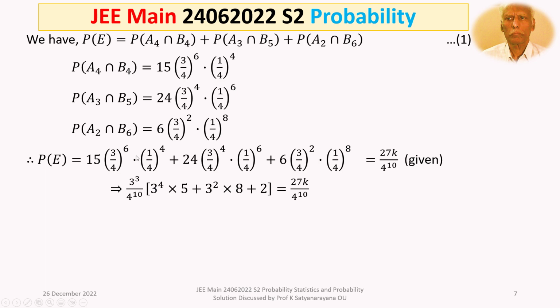3^4 into 5 plus 3 square into 8 plus 2 is equal to 27k by 4^10. In the denominator 4^10, 4^10 cancels. In the numerator 3 cube and 27 cancels, and you will get k is equal to 3^4 into 5, 81 into 5, 405, 3 square 9 into 8, 72, plus 2. So the total is 479. K is equal to 479. Thus we have found the value of k.